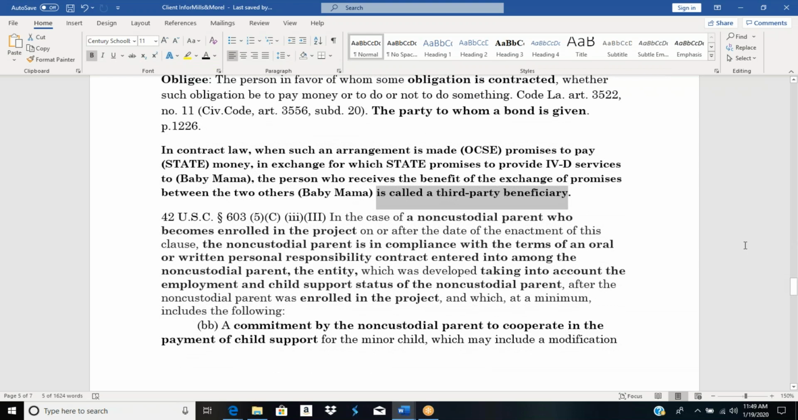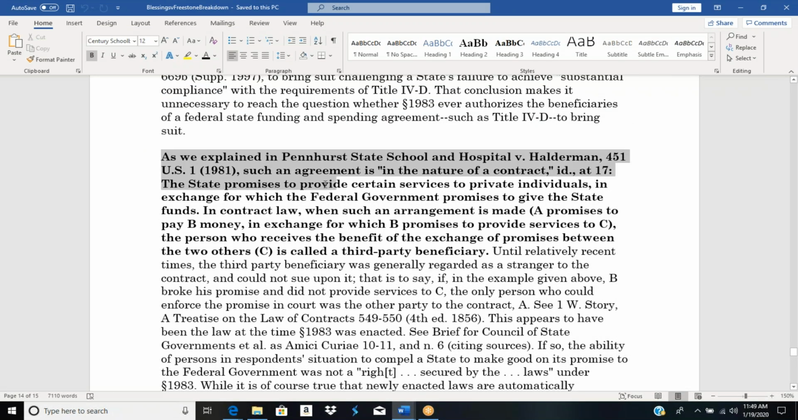She has no entitlement to Title 4D services. And if you read Blessing versus Freestone, that's what the Supreme Court said. And if baby mama is not entitled to services, that means that she's just the pawn. Okay? It ain't about the baby mama. What it is about are these contracts. All right, Title 4D is 100% contractual in nature. Look, Blessing versus Freestone.